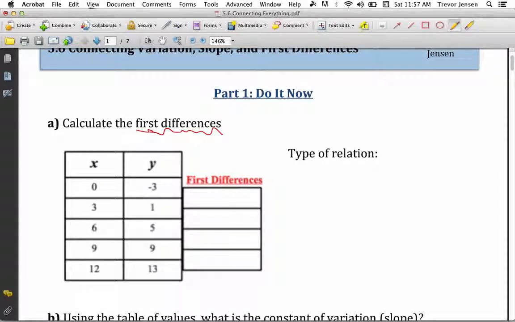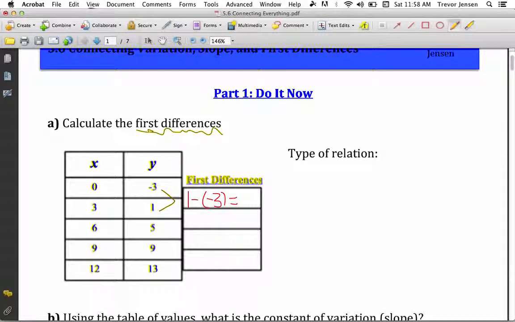And what we want to do is look at the first two y values in our table, -3 and 1. We want to see what it is increasing by when it goes from -3 to 1. In order to do that, find the difference between those two values by doing the second one minus the first one. So 1 minus -3. Subtracting a negative means adding, so 1 plus 3 is 4.